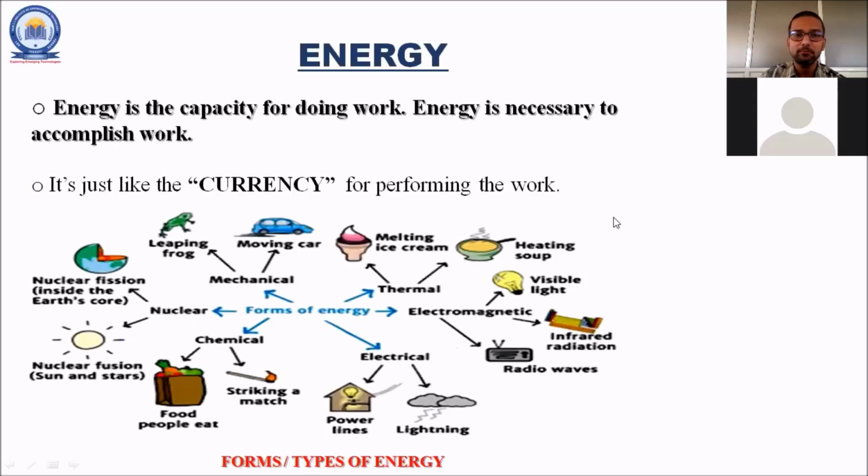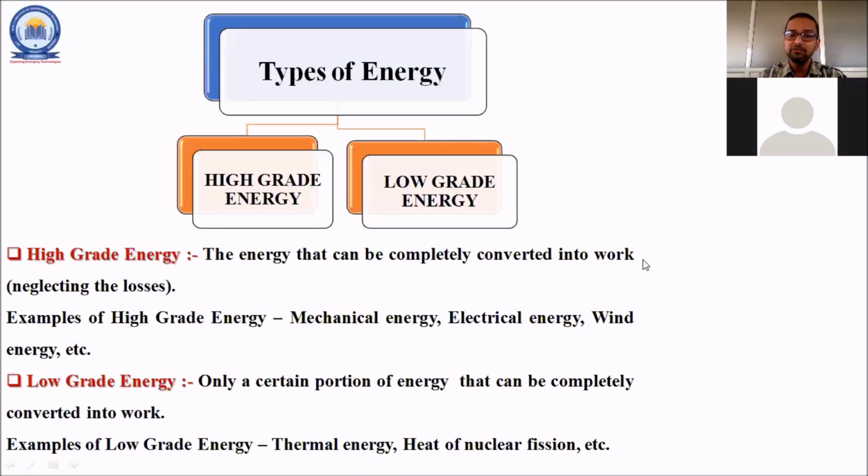Moving further with the next topic, that is the energy. Energy is the capacity of doing work. So energy is very much necessary to accomplish the work. This is a very interesting statement. Energy is just like the currency for performing work. Different forms or types of energy can be considered as mechanical, nuclear, chemical, thermal, etc. Also, you can name some of the few types of energy. Now the topic, types of energy, this is important. So try to understand this point.